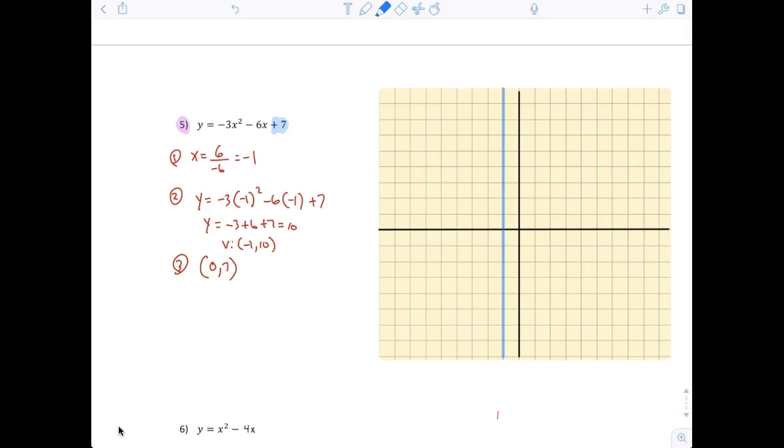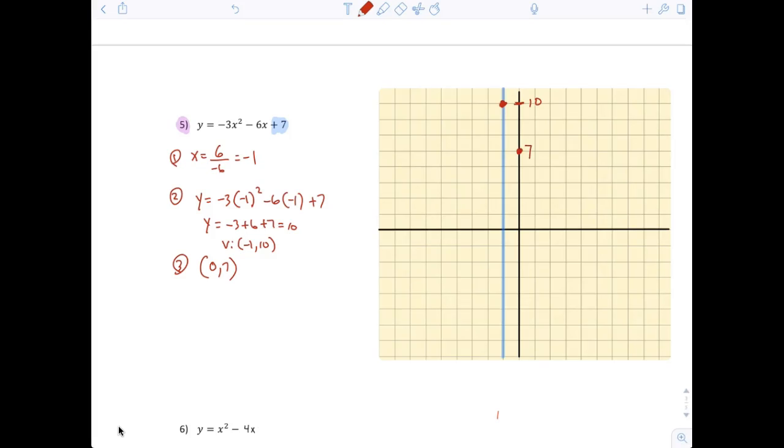Now the vertex is at what? -1, 10, right? Do I care about counting up 10 units? No, I'm just going to come up here and say this right here is 10. So there's -1, 10. And now I need 0, 7. All right, 10, 9, 8, 7. I'm just going to put 7 right there.